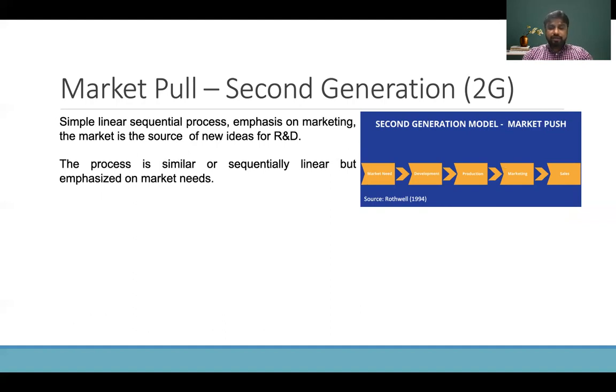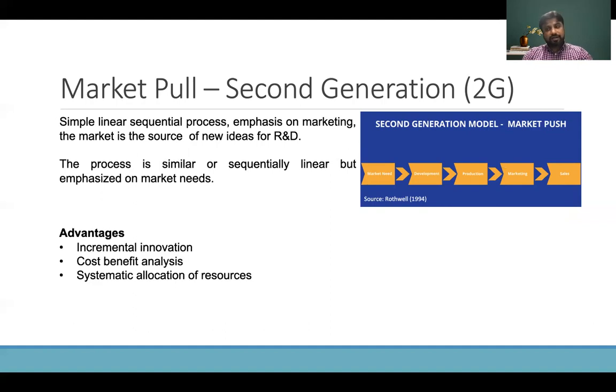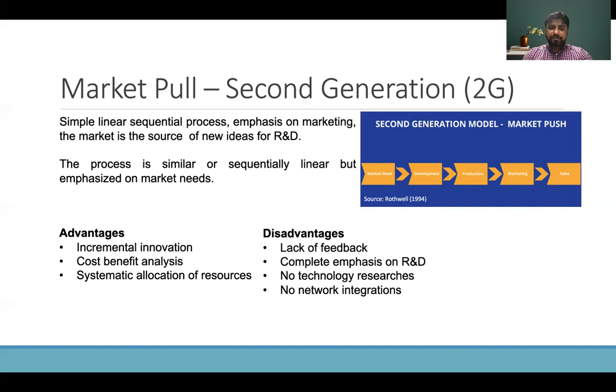So the key advantage of this model is that it again emphasizes incremental innovation. This model includes cost and benefit analysis, and it also helps the companies to systematically allocate the key resources. Again, the disadvantages are quite the same. There's no feedback between the processes, and in both the first and second model, the emphasis is on research and development, and there was no integration of the things.